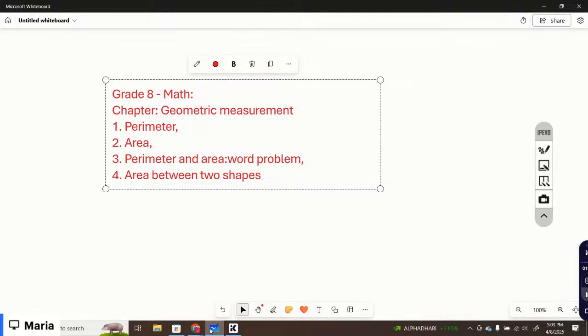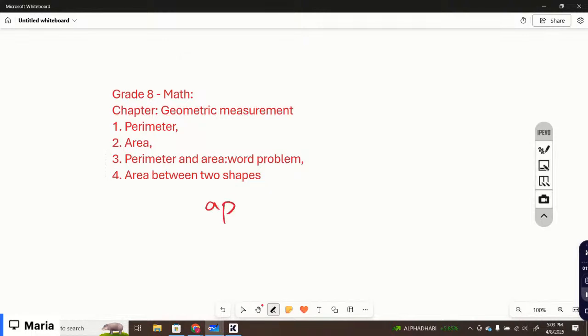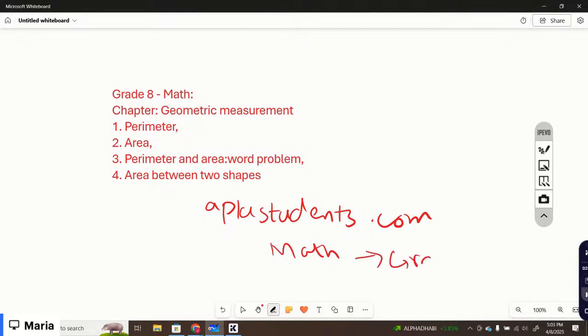You can find all the lessons on eplustudents.com. You have to log in there using your email address and password as provided by the administrator. Then you have to select Math from the subject tab. Scroll down to Graded Math and then click on all lessons. There you can find the list of the chapters.